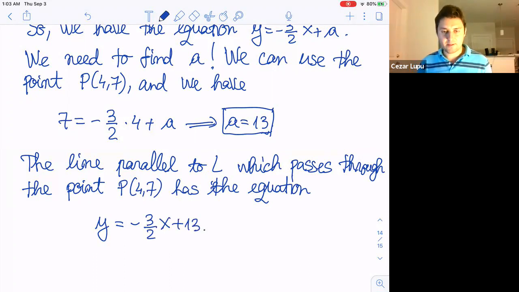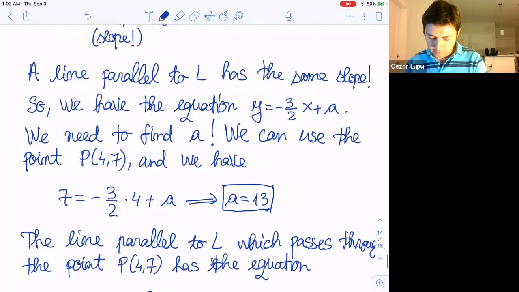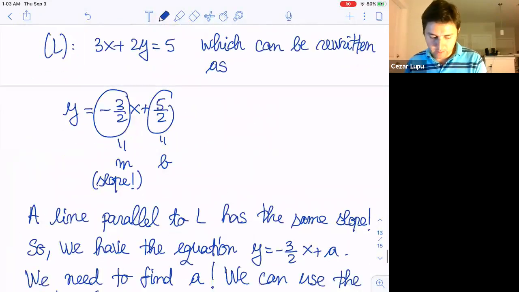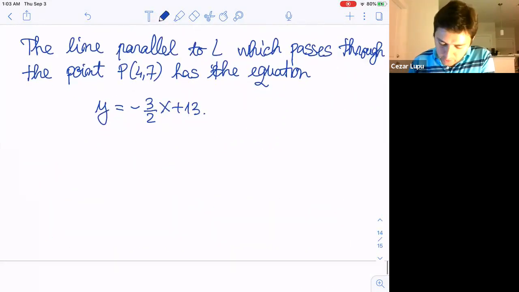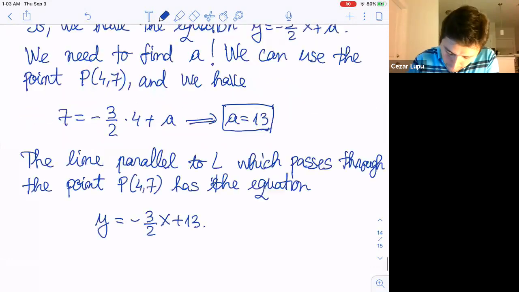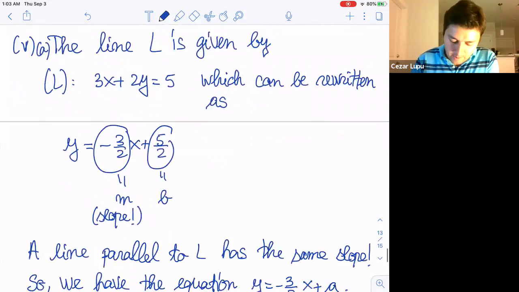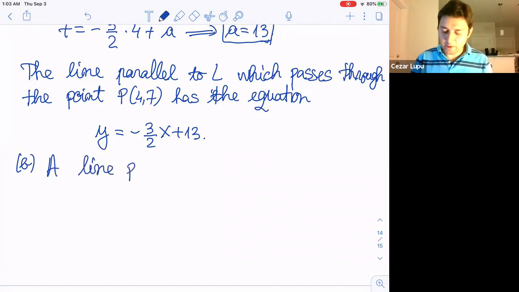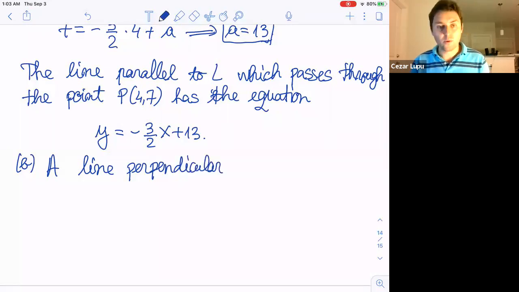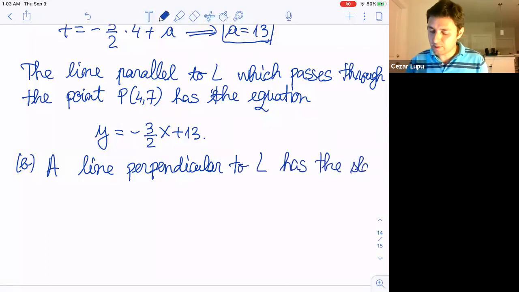So that was pretty much it. It wasn't a big deal, okay? And now, this was the fourth one. Now we wanted to talk about the line that is perpendicular. So this was part A, and now part B, we want to see a line perpendicular to L. What happens to the slope of a line that is perpendicular to L? Do you remember what we said?